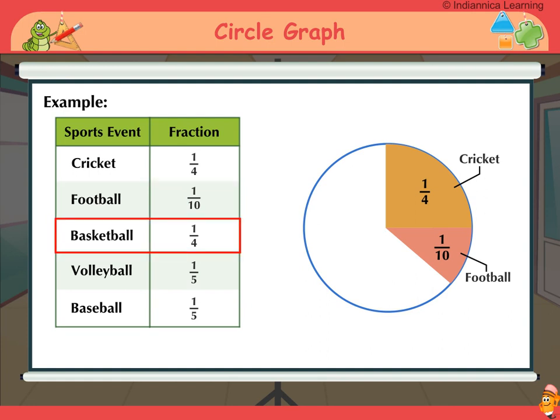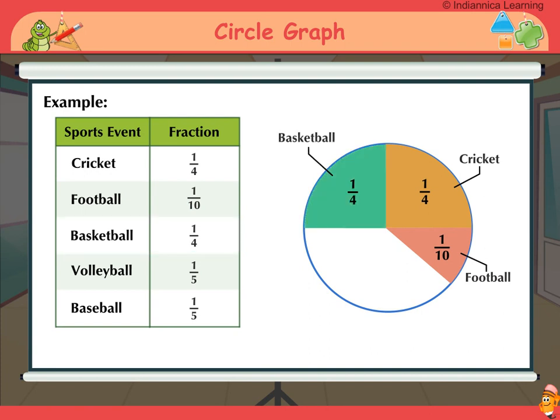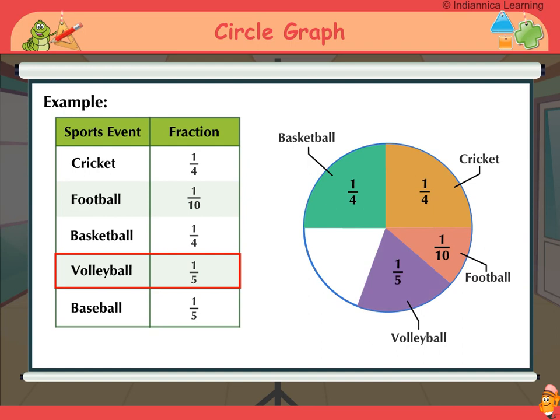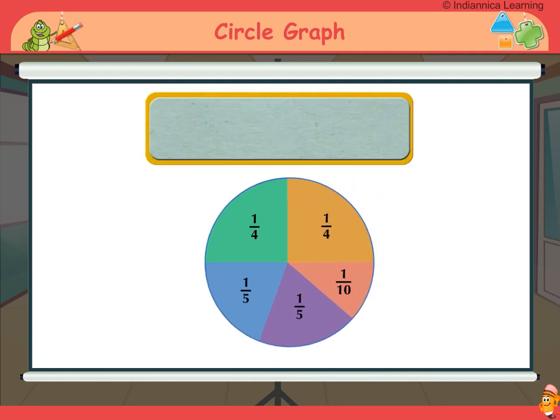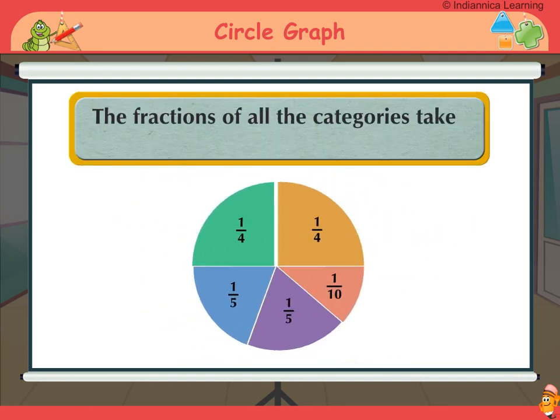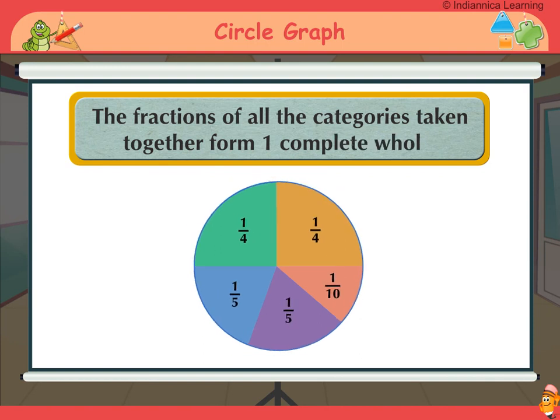The fraction of basketball is 1 upon 4. So, it will form 1/4 of the circle. The fraction of volleyball is 1 upon 5. So, it will form 1/5 of the circle. The fraction of baseball is also 1 upon 5. So, it will also form 1/5 of the circle. This is the circle graph of the data. Observe that the fractions of all the categories taken together form one complete whole.